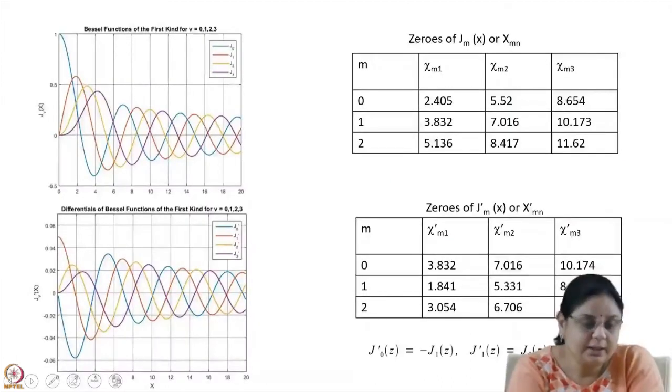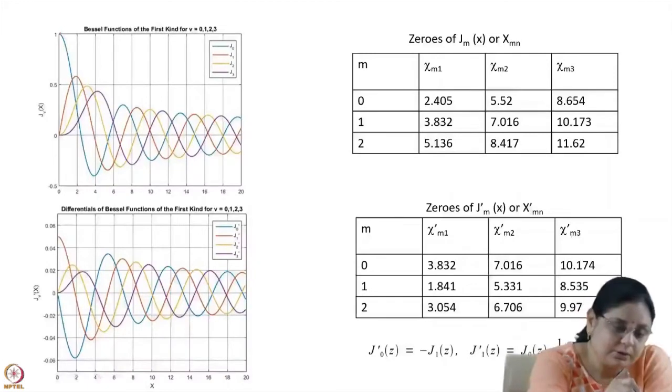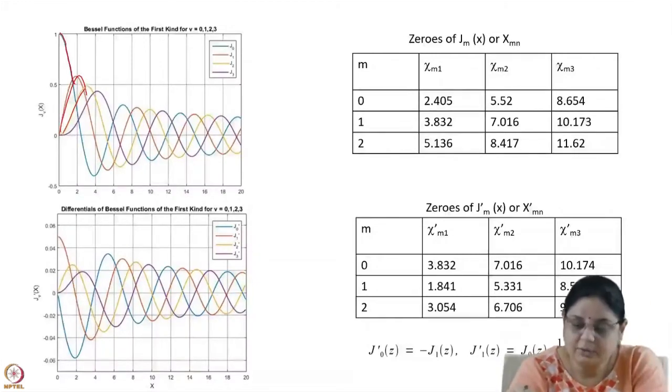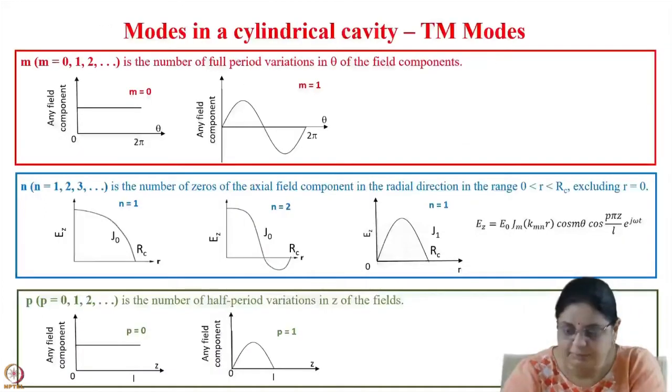So these are the Bessel functions. We have seen this already. These are the variations of the Bessel function. So this is J0, this is J1, J2, and so on. And the values of the zeros can be found from the table. This is the differential of the Bessel function. And again, these values can be found from the table.